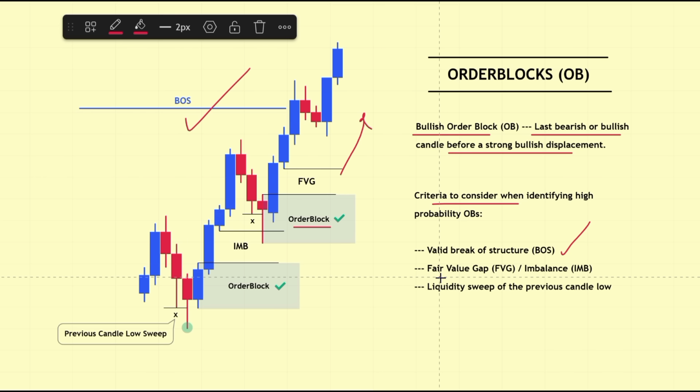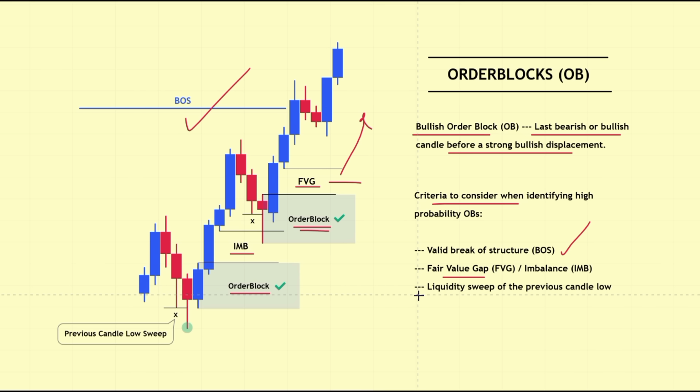Criteria number 2 is a fair value gap, and as you can clearly see exactly right here, this bullish order block is associated with a fair value gap. Same with this one here, you can clearly see that it is associated with an imbalance.